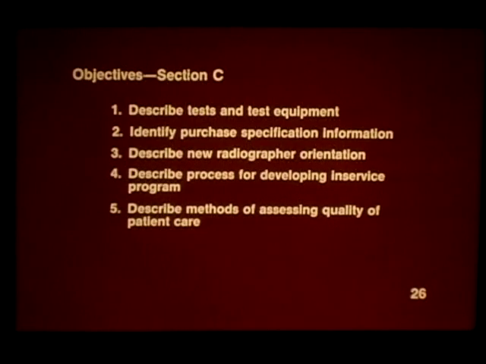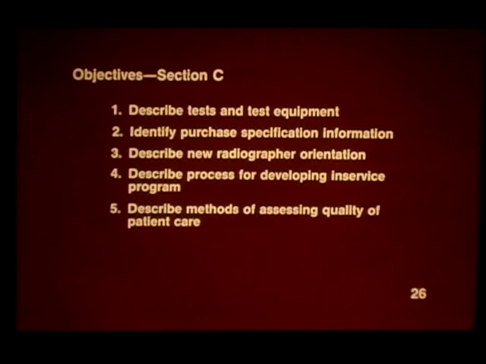After completing Section C, you will be familiar with several aspects of expanding a quality assurance program. You will be able to describe several tests and pieces of test equipment that can be added to the program. Identify the information that needs to be included when writing purchase specifications. Describe the procedure for orienting new radiographers. Describe procedures for determining what in-service programs are needed by quality assurance participants. And describe 2 methods of assessing the quality of care a patient receives in the radiology department.